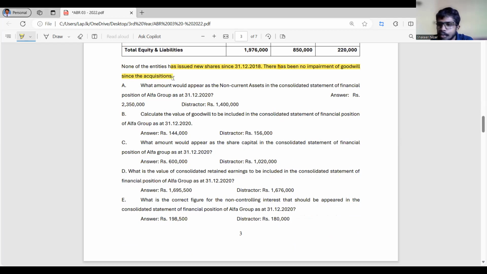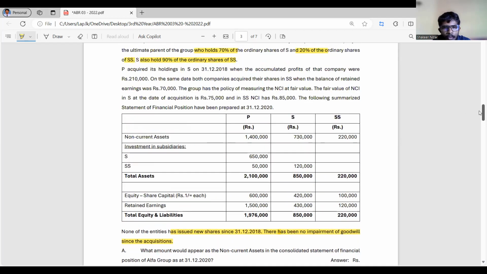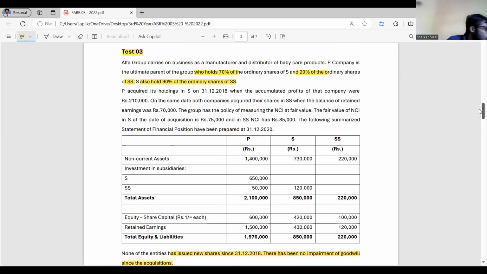So this question is tested as an MCQ. That's why it is given a correct answer and distractors. Distractor means the incorrect answer. So we want to prepare firstly the consolidated statement of financial position. So we want to recognize the group structure.